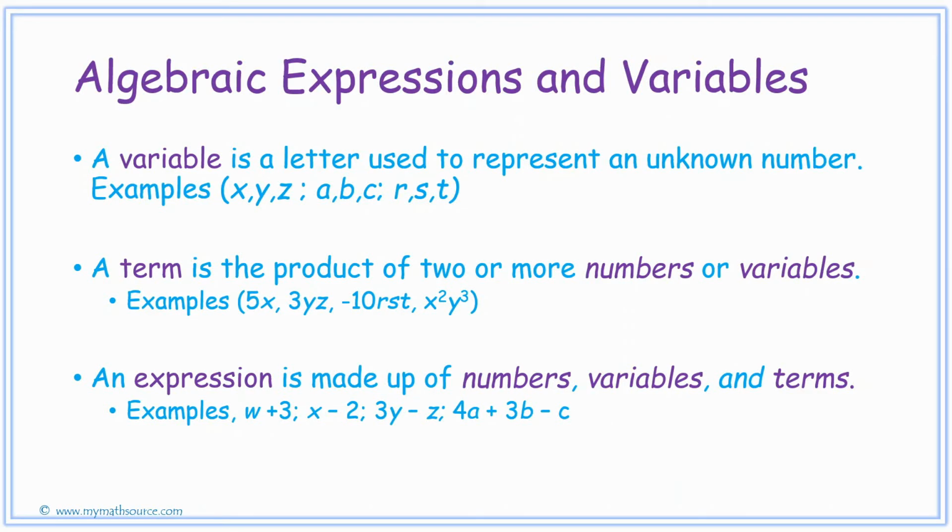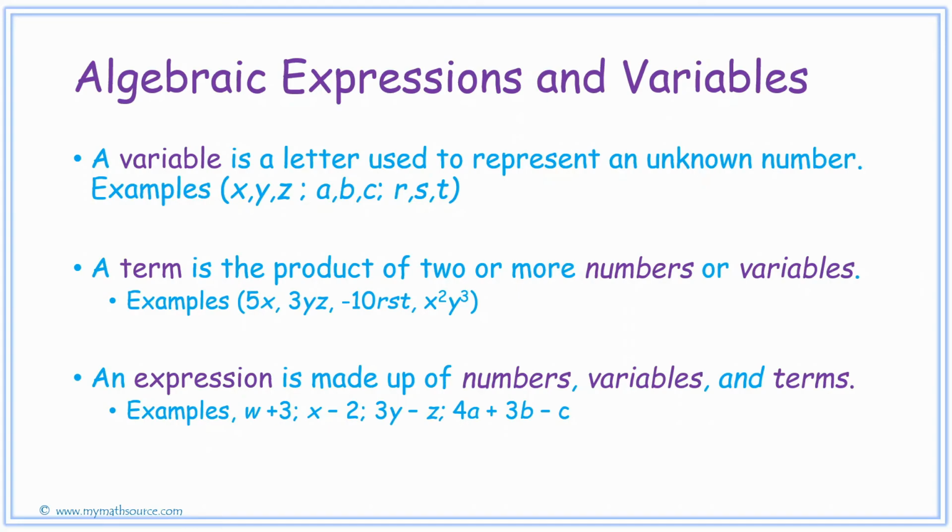Okay, so in this lesson, what we're going to look at is algebraic expressions and variables. So the first thing we want to look at is what is a variable. Now, a variable is a letter used to represent an unknown number. So here we have some examples. The most common ones are x, y, and z, or a, b, c, and r, s, t. Now, technically, any letter in the alphabet can be used to represent the variables.